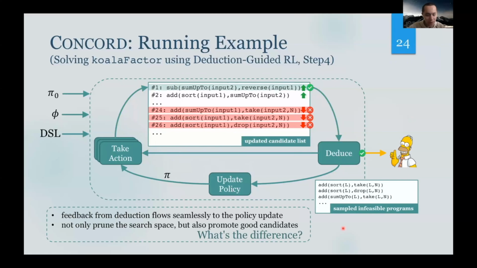So what are the differences here? There are two differences. First, the feedback from deduction can flow seamlessly to the policy updates. And second, the Concord framework can not only prune the search space, but also promote the good candidates. You may notice that there's a secret in these deduce and update policy modules. So let's zoom in a bit to see the details.